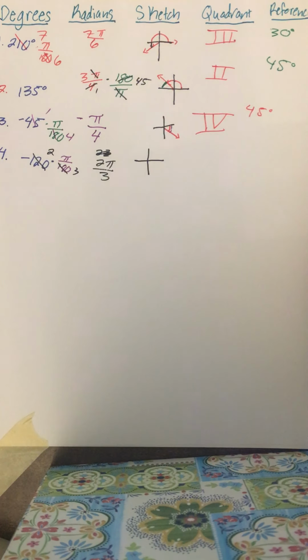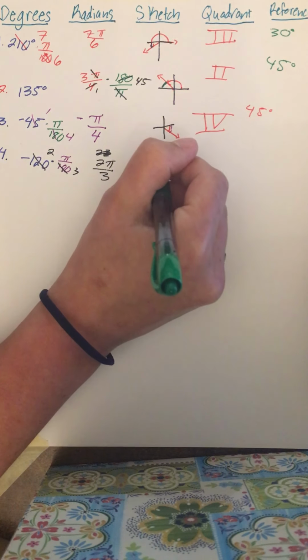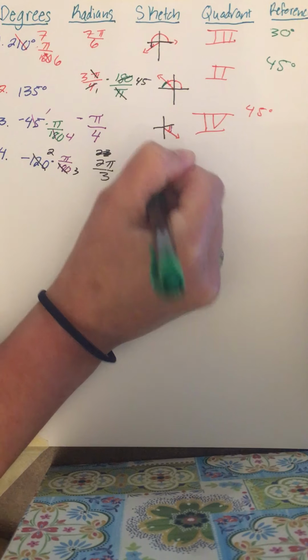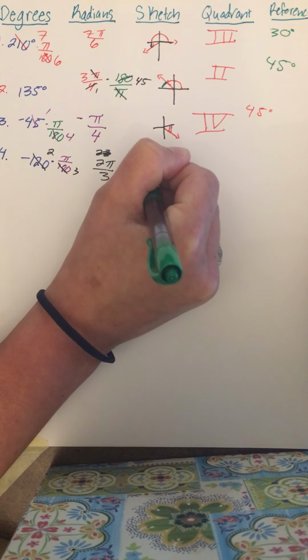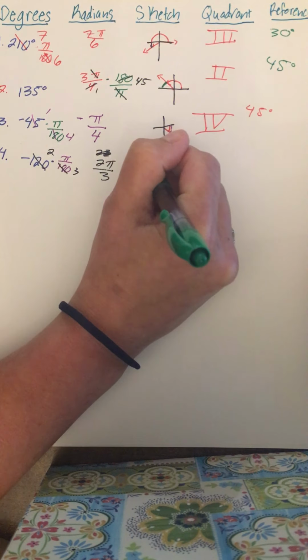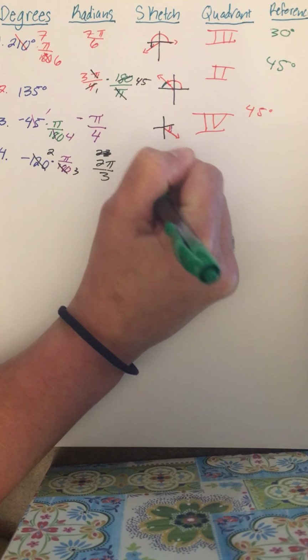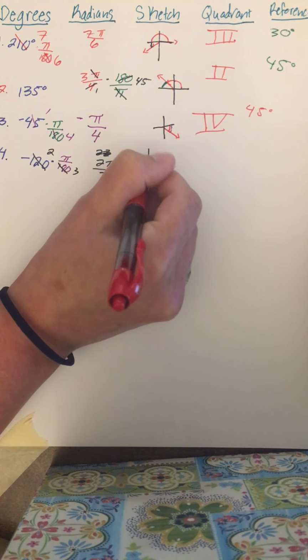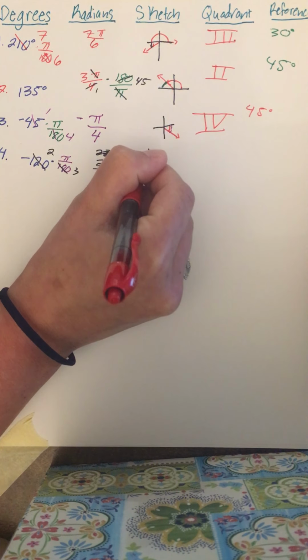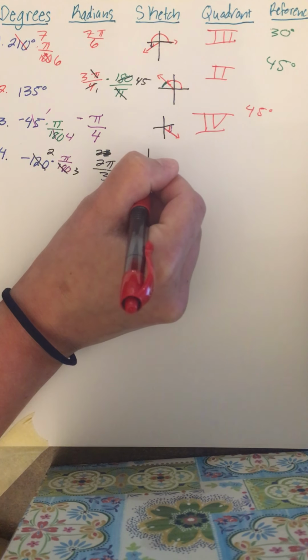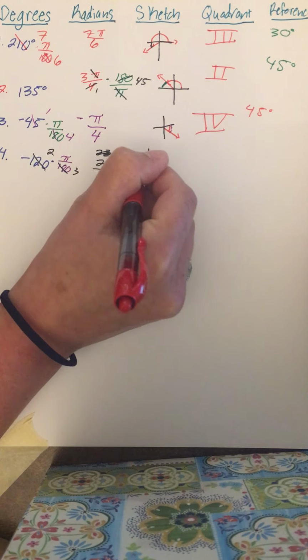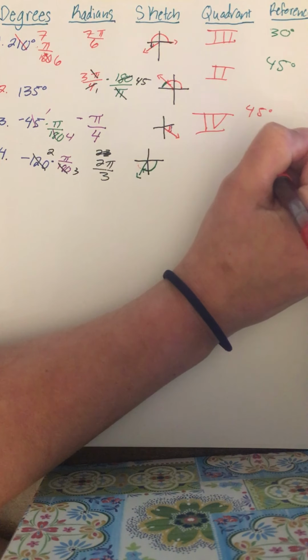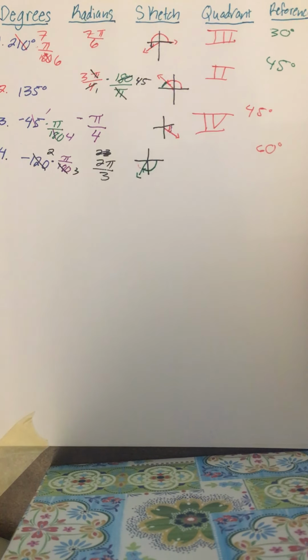Again, negative rotation is clockwise. So it's 90, and then we'd go another 30 degrees. Okay, the reference angle is the angle formed by the terminal side of your angle and the x-axis. So if we rotated 120, then we would have 60 more degrees to get to our x-axis. So our reference angle is 60 degrees, and we are in the third quadrant.